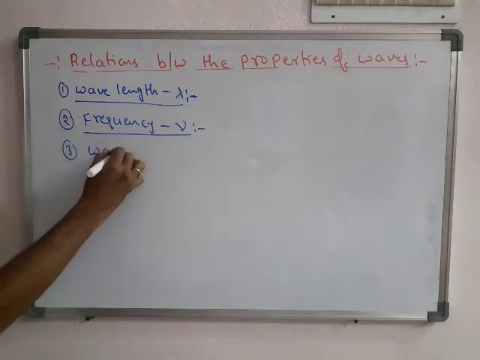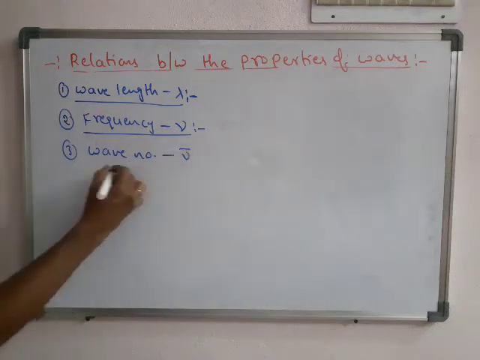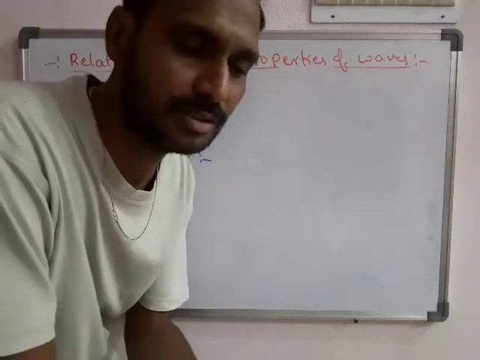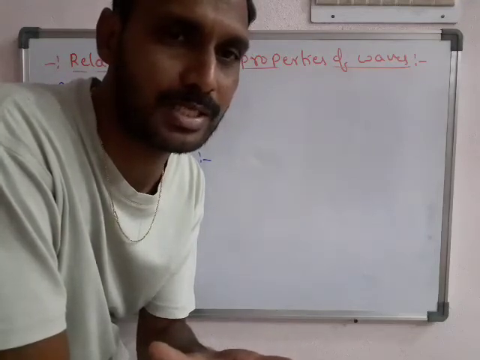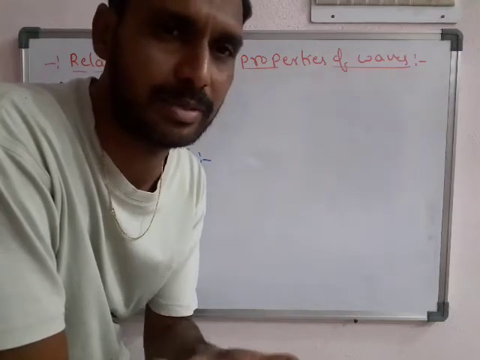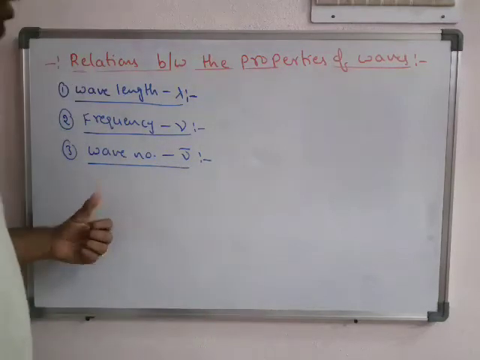Next, one more property is wave number, indicated with nu bar. So what is the wave number? It is exactly the number of waves present in any unit length, in 1 centimeter or in 1 meter.